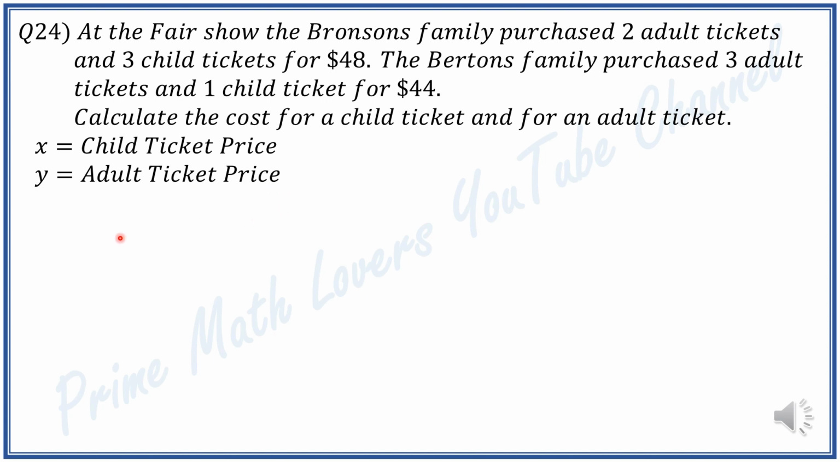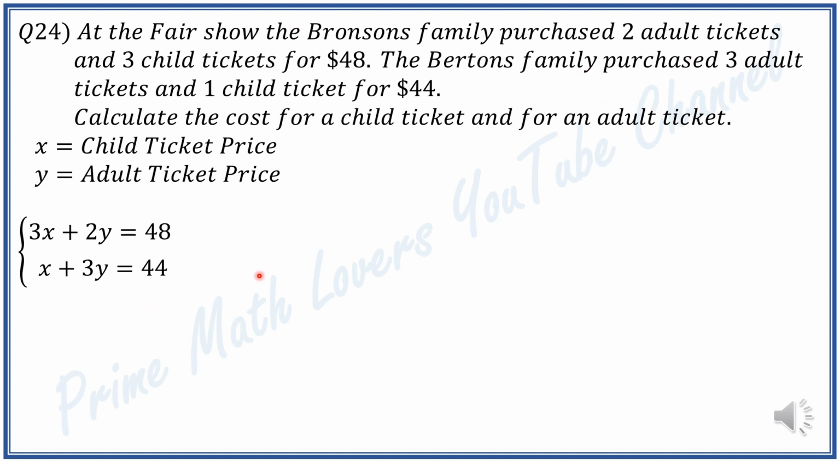Bronson's family purchased 2 adult tickets and 3 child tickets for $48. I can write down 3x plus 2y is equal to 48. x is child ticket price and y is adult ticket price. So 2 adult tickets, 2y, plus 3 child tickets, 3x. The Burton's family, on the other hand, purchased 3 adult tickets and 1 child ticket for $44. So I write down x plus 3y is equal to 44. 1 child ticket and 3 adult tickets.